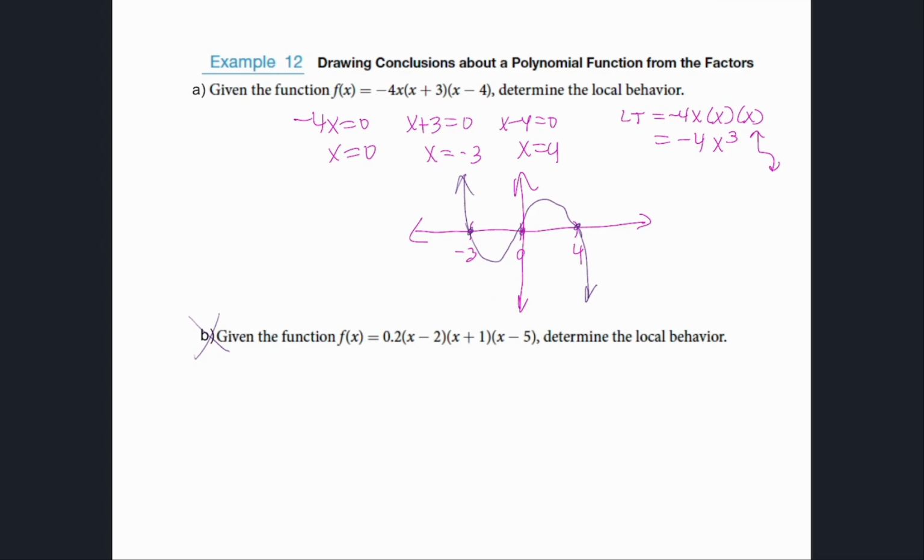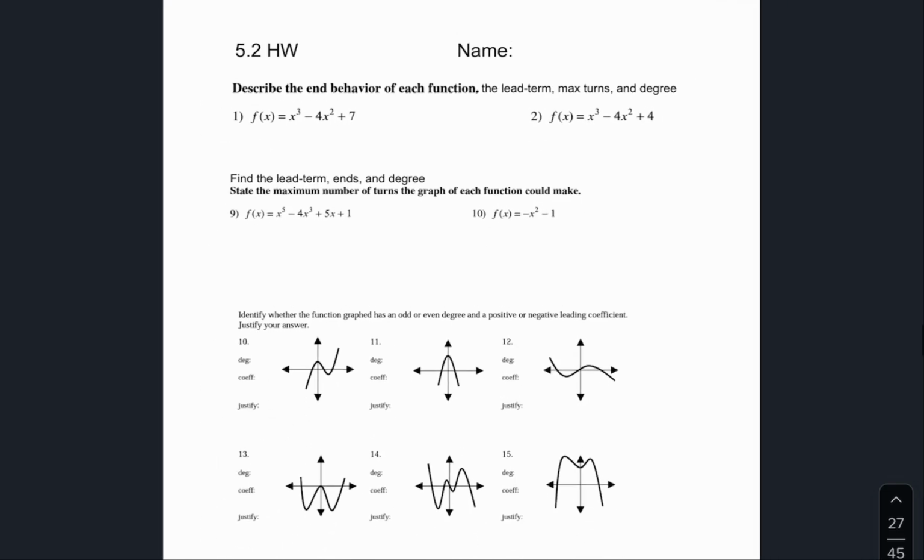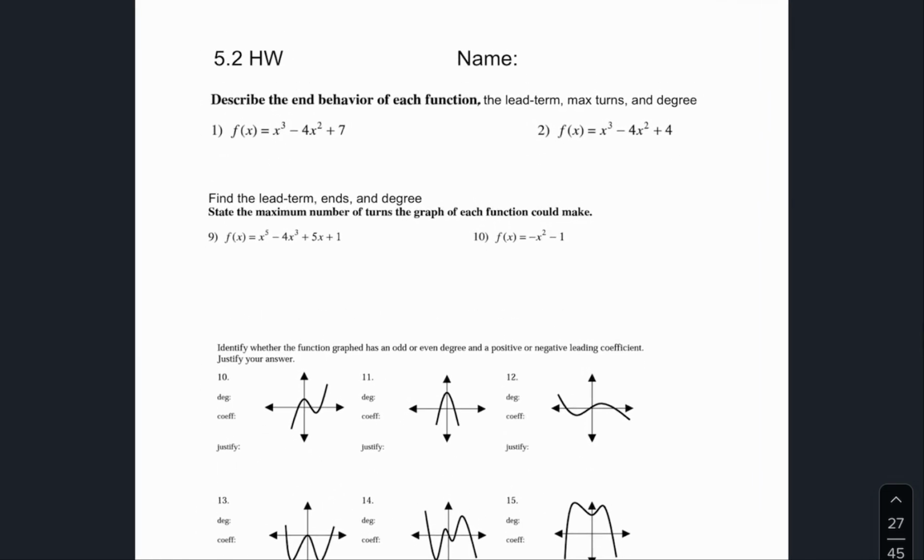So we're just exploring what is the degree, what is the lead term, what does it tell us? We're going to explore finding these zeros later on in another section. It's coming, okay? And then here's your homework that goes with it. And this one will be a really pretty quick one.